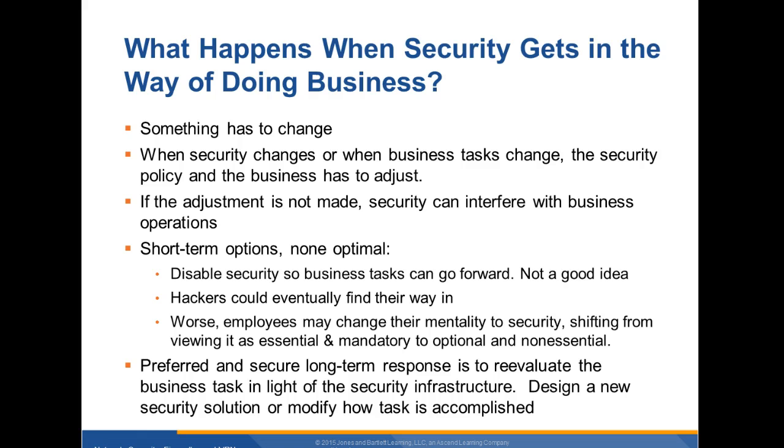Short-term options, here are some. None of them are optimal. You could disable security so the business task can go forward. That's not a very good idea. Hackers could eventually find their way in, but worse and more importantly, employees may change their mentality to security, shifting from viewing it as essential and mandatory to optional and non-essential. A preferred and secure long-term response is to reevaluate the business task in light of the security infrastructure, to design a new security solution or modify how the task is accomplished.